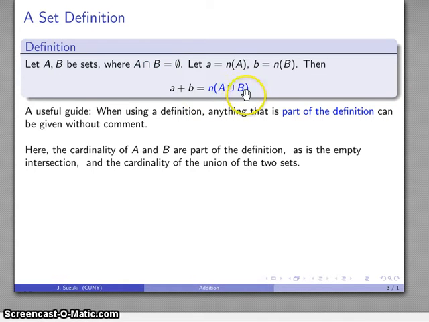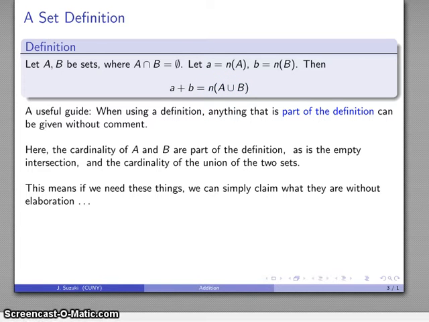Again, the cardinality of the union is part of the definition, so you can simply say, I know what the cardinality of the union is, it's this value. Now, if you need those things, you can simply claim them without having to give any elaboration. Do make sure that you're actually claiming something that is true. Don't write down a set and give the wrong cardinality. Don't write down two sets that are non-empty, because that invalidates your work.